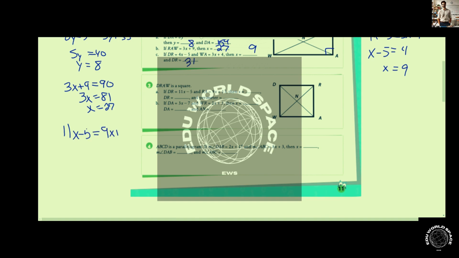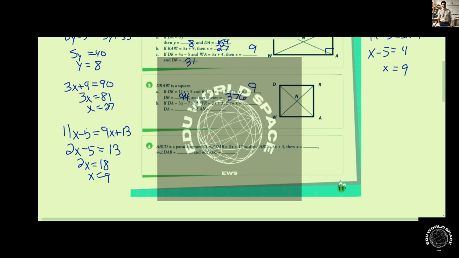11x minus 5 equals 9x plus 13. Subtract 9x from both sides, and you get 2x minus 5 equals 13. Add 5 to both sides, and 2x is 18, so x is 9. Then DR would be 11 times 9, which is 99, minus 5, or 94. The perimeter would be 4 times 94, which is 376.